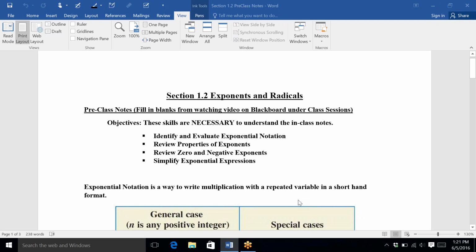The objectives for today's video are to identify and evaluate exponential notation, to review properties of exponents, to review zero and negative exponents, and to simplify exponential expressions.